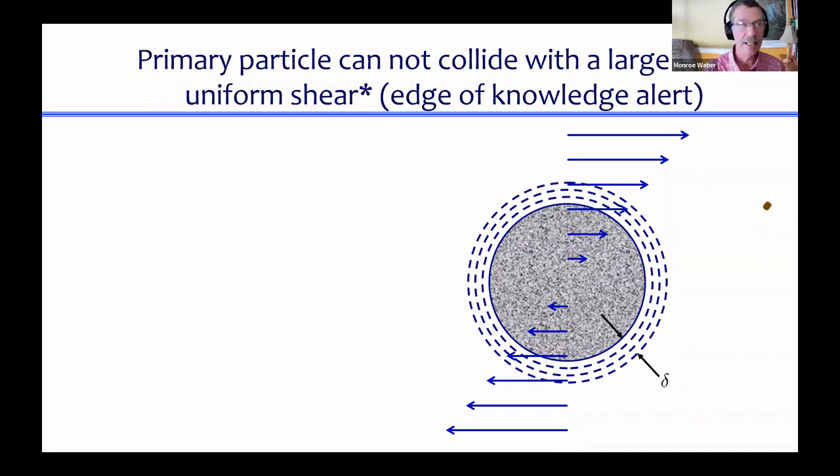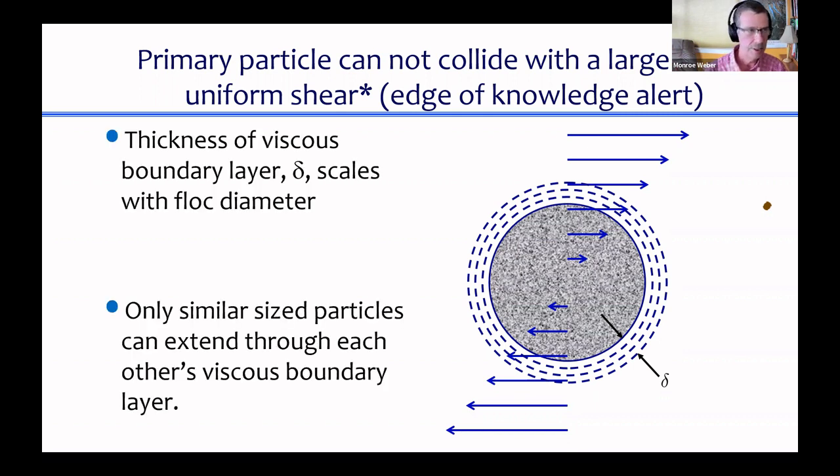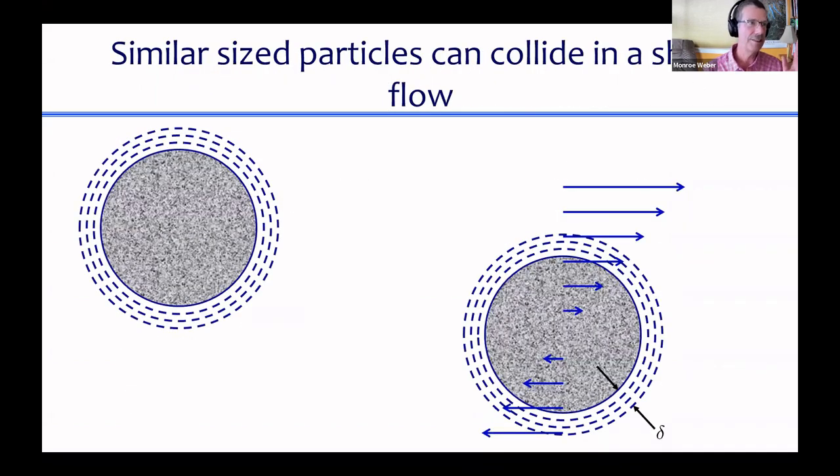So that means that in order for a particle to actually collide with another particle, it has to be big enough so that its radius can extend through the boundary layer that it and the other particle are creating. So the conclusion from this is only similar sized particles can extend through each other's viscous boundary layer. You have to be big to interact with another big particle. So here's two big particles.